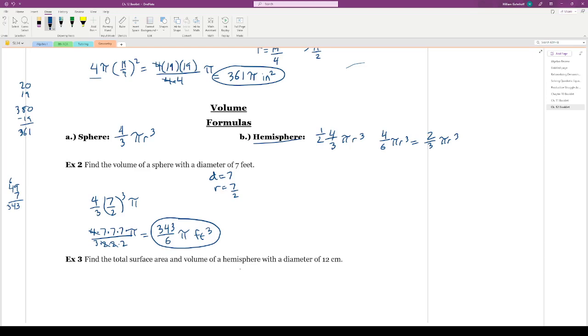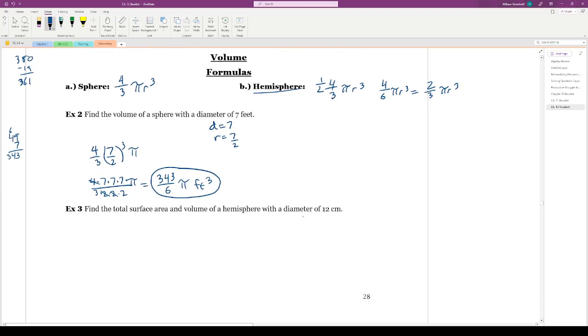Find the total surface area and volume of a hemisphere with a diameter of 12. So they keep giving us diameters. So our radius is going to be 6 centimeters. And our total surface area is going to be this one, hemisphere.